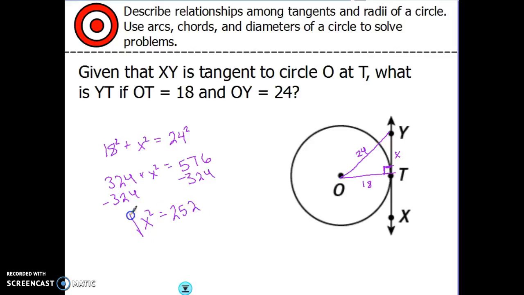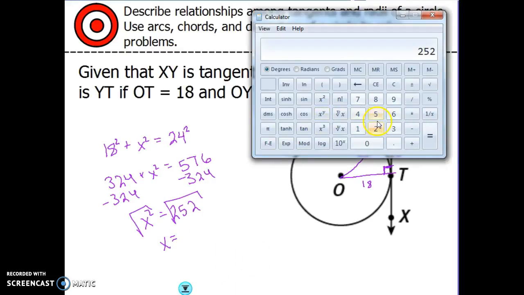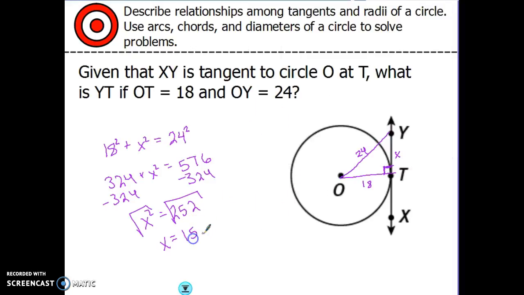And then don't forget that last step where you take the square root of both sides. So x equals, and let me figure out how to do a square root here. There it is. All right, so 15.87, so I'll round that up to 15.9. Okay, so the length of this is 15.9, and I would agree with that. That looks about right.